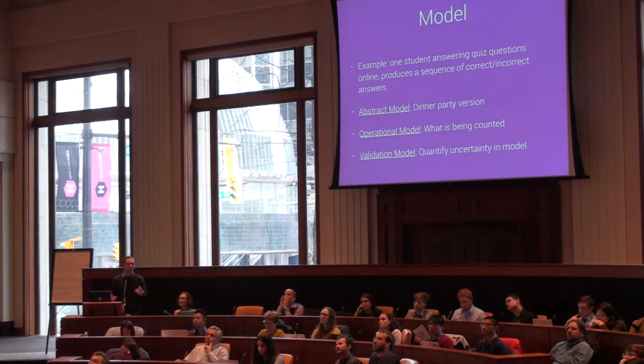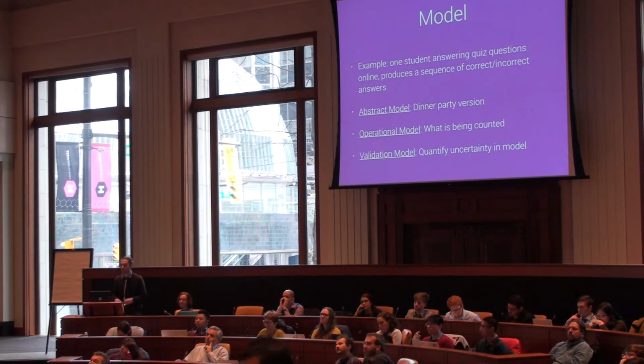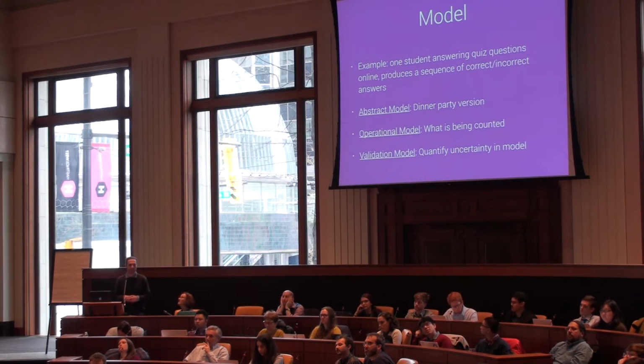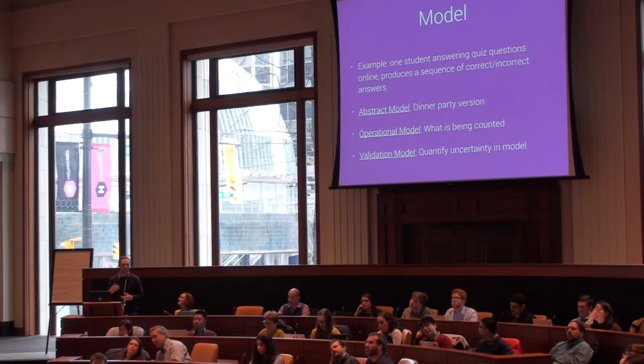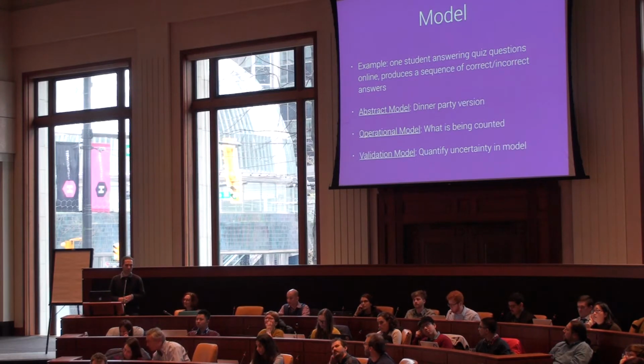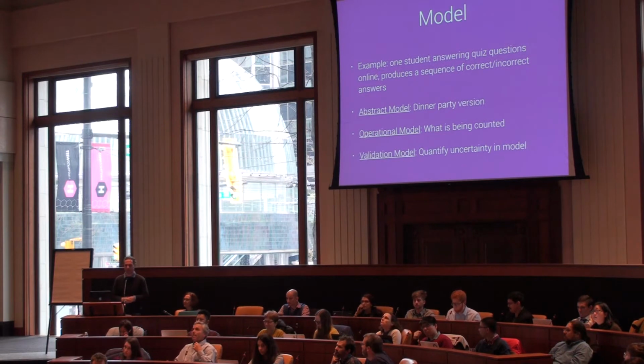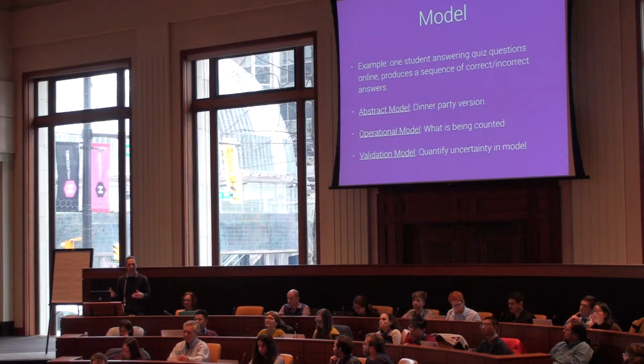So I'm going to explain the model that I came up with to do this, and I'm going to explain it in 3 different ways, and hopefully that will clarify how it works. First, an abstract model, a dinner party version, which gives some intuition. Then I'm going to explain the operational model in terms of what we would count as an example. It's just one example; there might be many ways of doing it. And then the validation model, how we can know that it's actually working the way that we think it should.